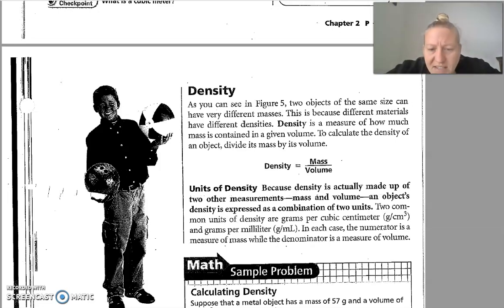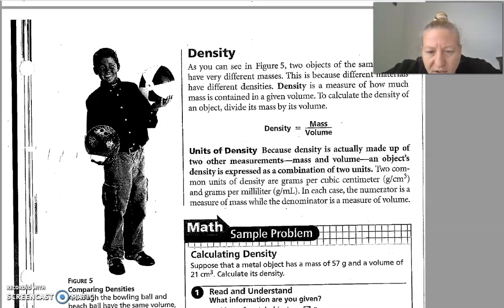Okay? Units of density. Because density is actually made up of 2 other measurements, mass and volume. An object's density is expressed as a combination of 2 units. 2 common units of density are grams per cubic centimeter or grams per milliliter. Remember, we said 1 cubic centimeter is the same as 1 milliliter. I told you that would be important, so just note that. In each case, the numerator is the measure of a mass, while the denominator is the measure of the volume.